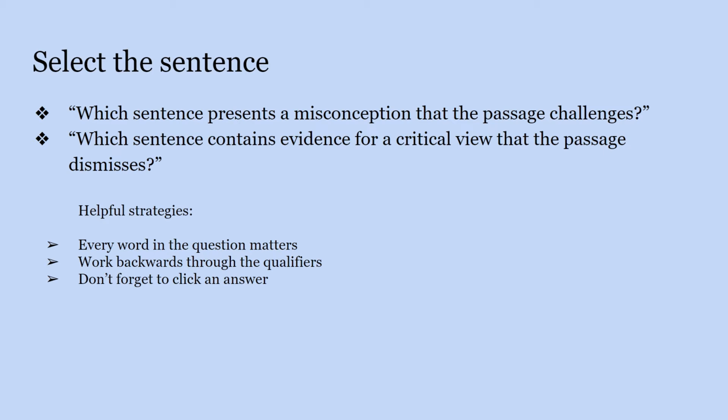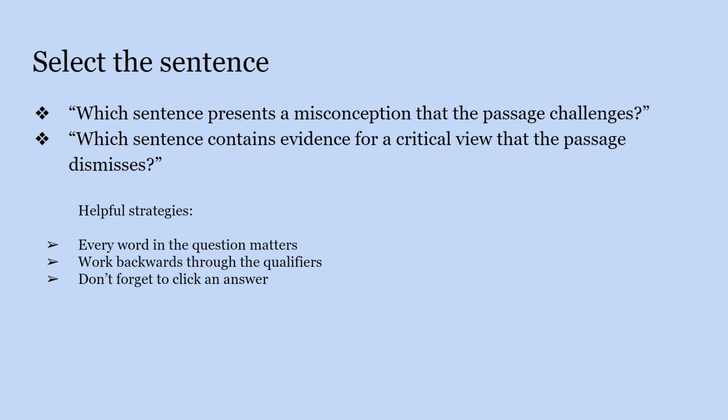So every word in this question matters, right? So if we look at that second one, which sentence contains evidence for a critical view that the passage dismisses? We kind of need to work backwards through that, right? You need to figure out, well, what is the passage trying to say? What has it dismissed? So what is this critical view that the passage has dismissed? And then which line contains the evidence for that view that the passage dismissed?